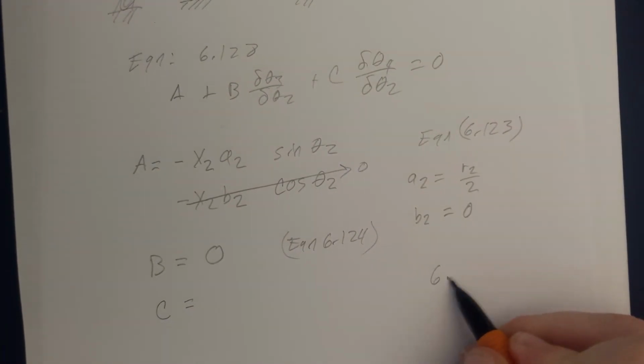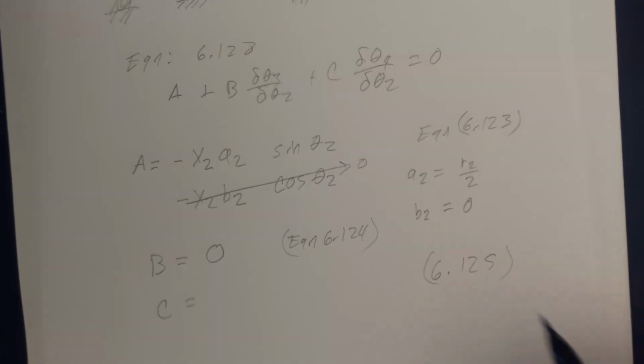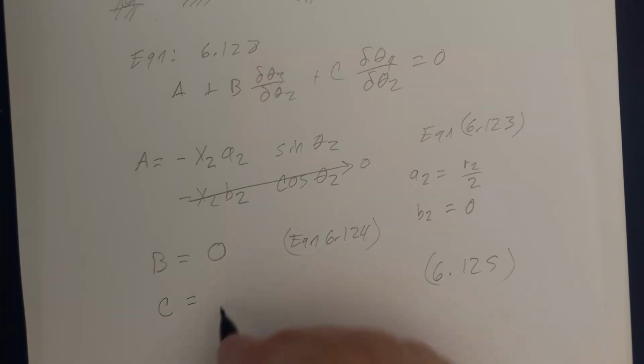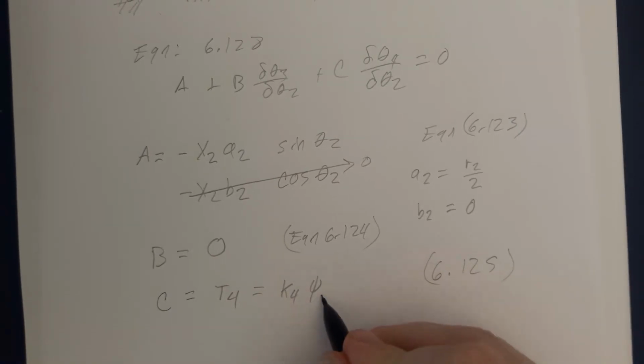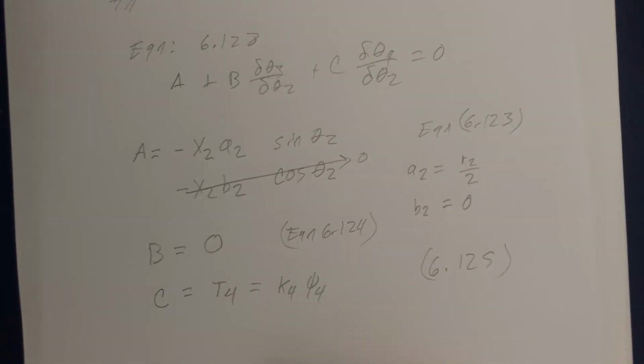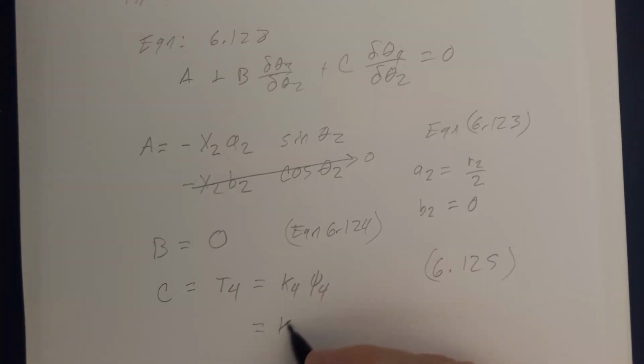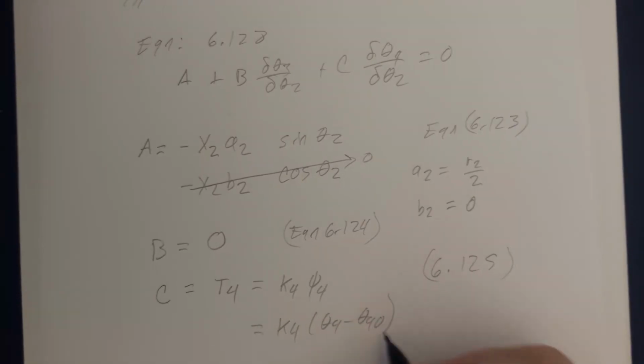We're now looking at equation 6.125, the equation for C. We don't have x4 or y4. We don't have an m4 or a t3, but we do have a t4. So C is just equal to t4, which is equal to k4 psi 4. And so that's just going to be equal to k4 times theta 4 minus theta 4 naught.